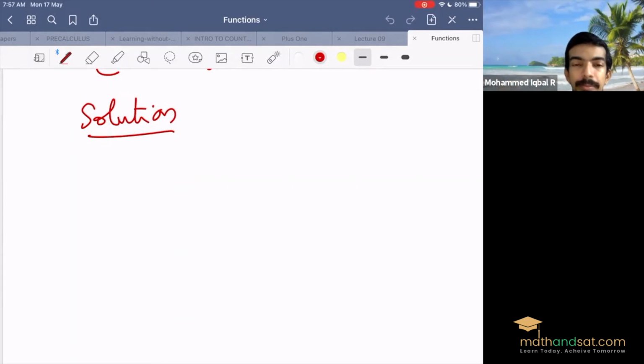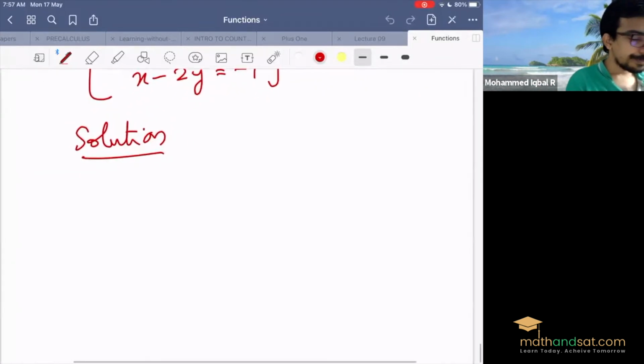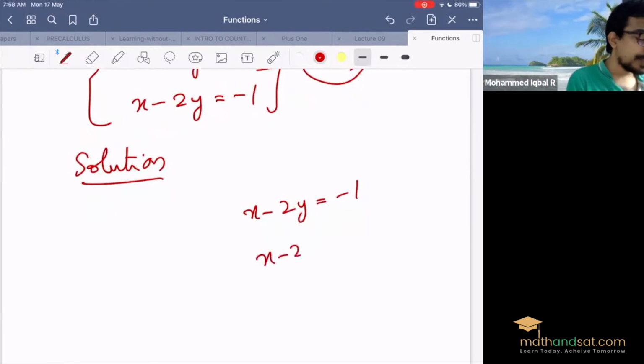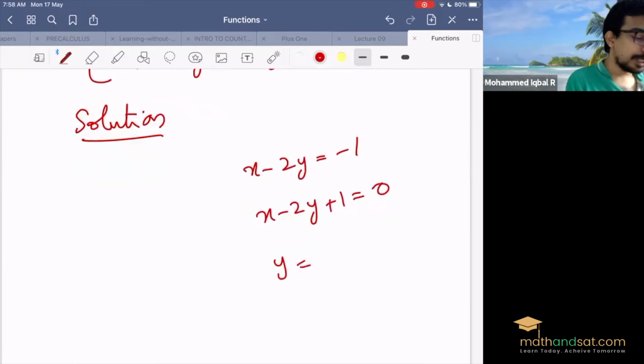Got it? Now let's see how we can figure out parallel lines and coincident lines from the equation of a straight line. Please listen carefully. In general, an equation can be given in multiple ways. For example, x minus 2y is equal to minus 1 is one way to give an equation. x minus 2y plus 1 is equal to 0 is another way. y is equal to x by 2 plus 1 by 2 is another way to write the same equation.